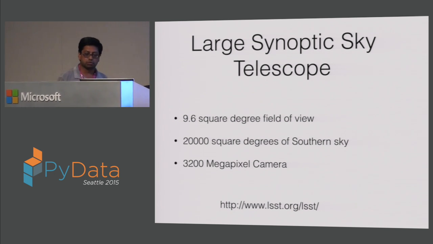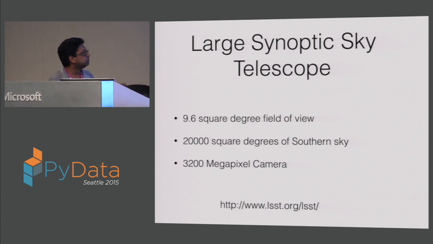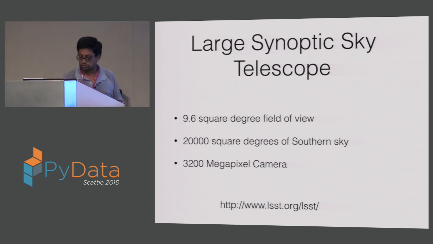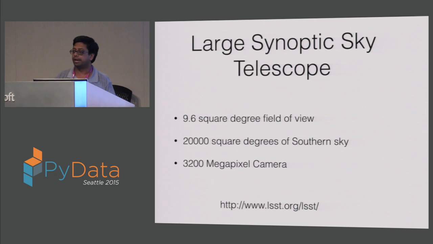It's 9.6 square degrees. And it's supposed to scan 2,000 square degrees of the southern sky with a very high resolution camera, which is 3,200 megapixels. So it's going to give digital images of the sky, each field of view, for every time it points the telescope at the sky. And it's going to continue doing that in different colors.